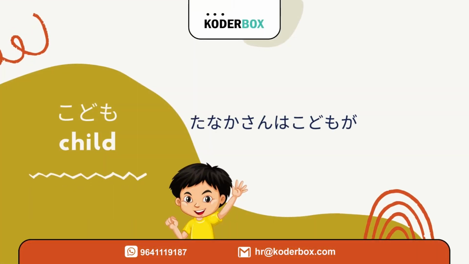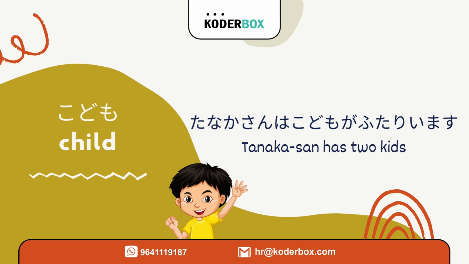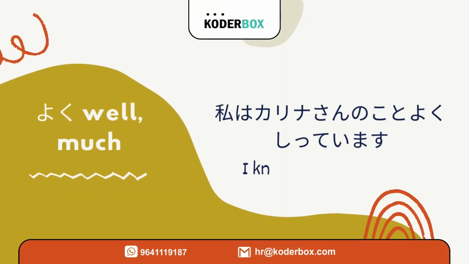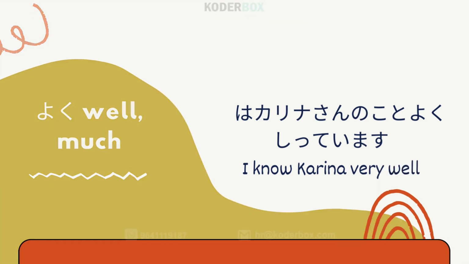Fifth, kodomo, child. Tanaka-san wa kodomo ga futari imasu. Tanaka-san has two kids. Sixth, yoku, well, much. Watashi wa Karina-san no koto yoku shitte imasu. I know Karina very well.